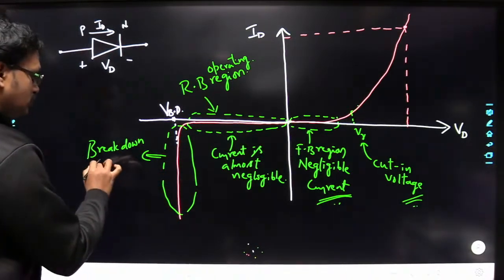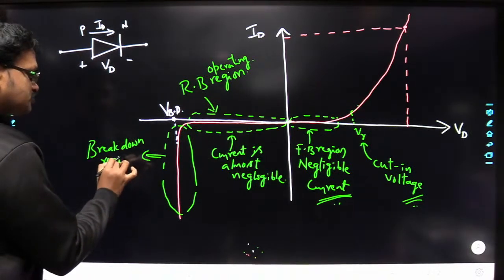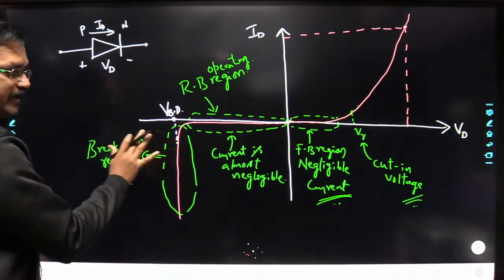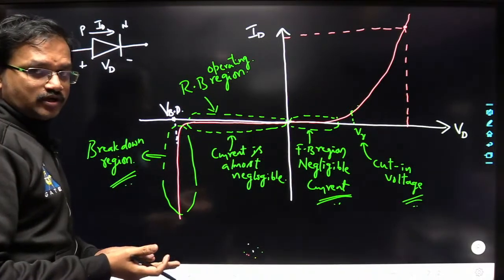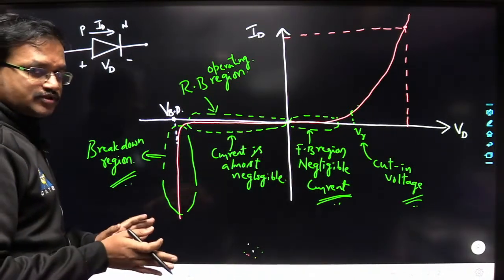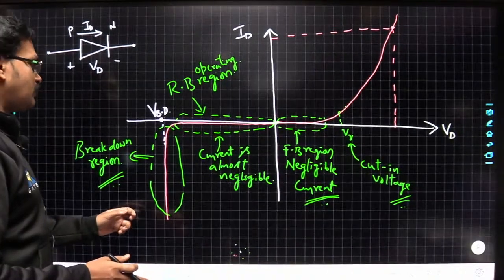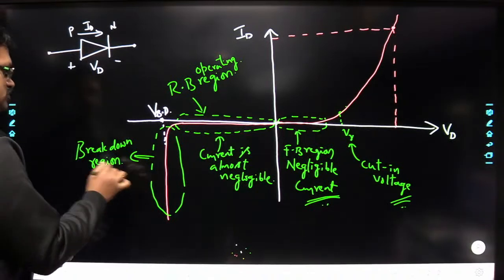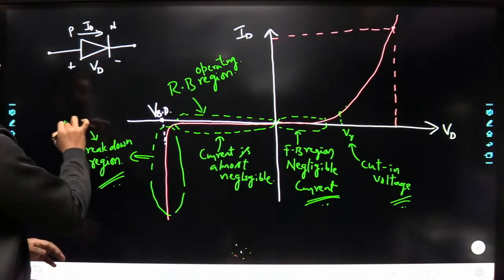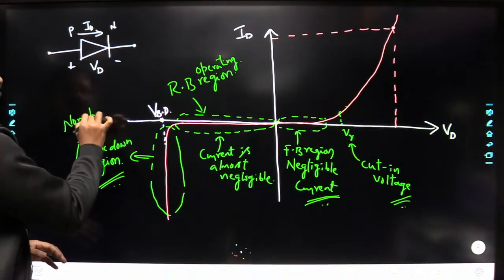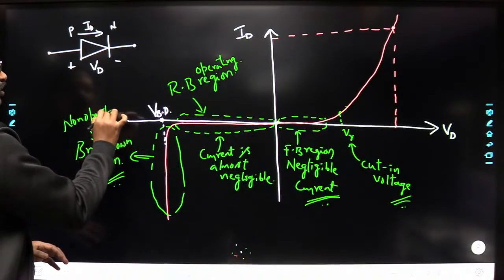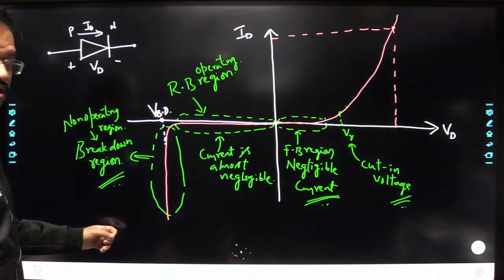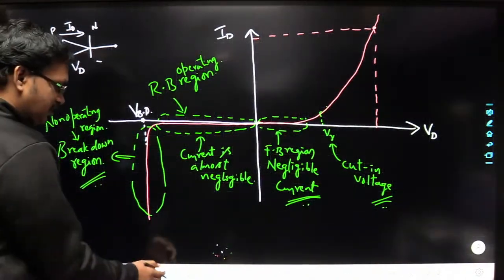Okay, so there are some diodes which are specifically designed to operate only in the breakdown region, that is called Zener diodes. I am talking about normal diodes here. If you consider simple normal diodes, you cannot operate those diodes in the breakdown region. So this breakdown region is nothing but the non-operating region. Right. Okay.